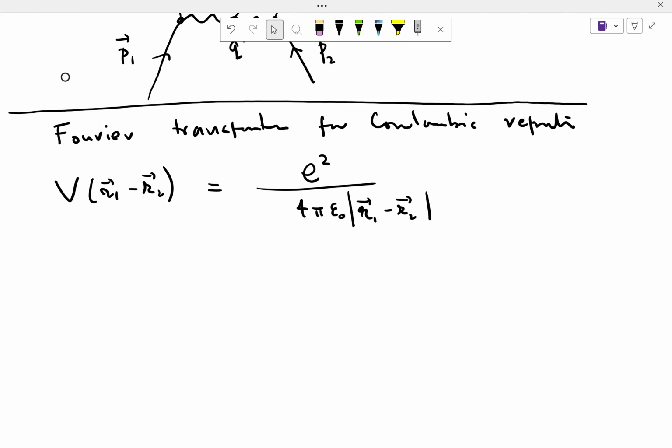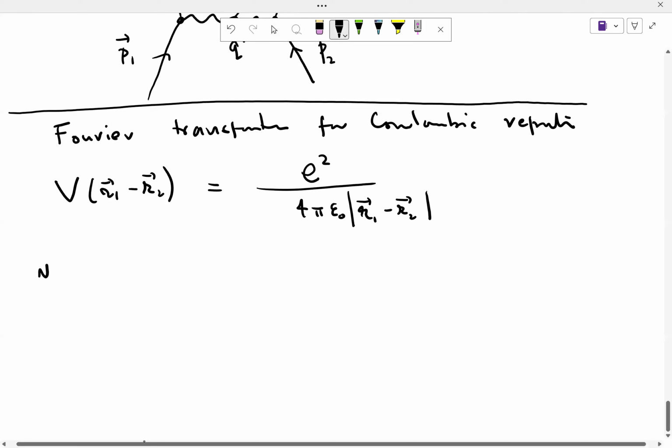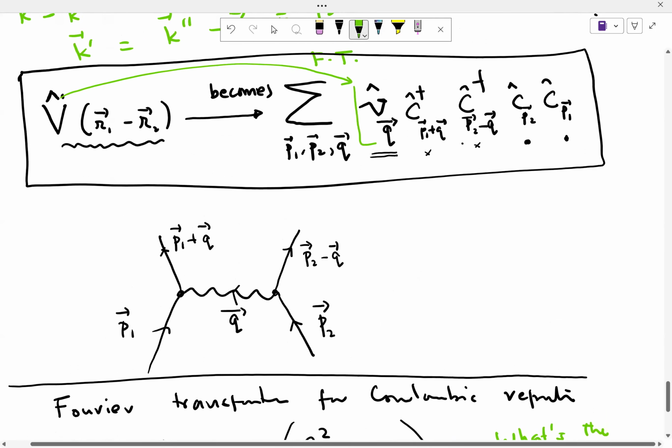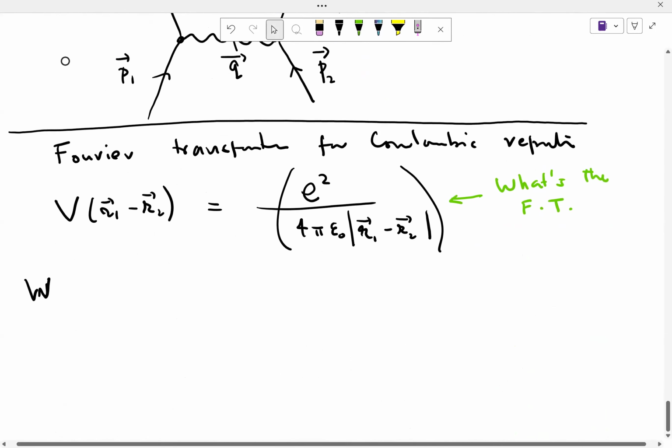So one way of doing that is, we want to see what's the Fourier transform of this function, correct? And then we evaluate that Fourier transform at our desired value of the momentum. So we want to compute this, given a 1 over r relationship that we have for the Coulombic repulsion. So how do we find out the Fourier transform?